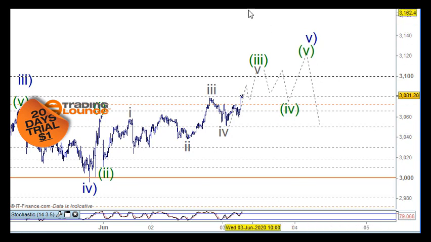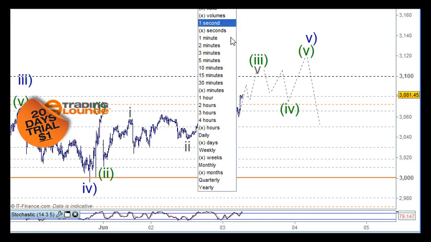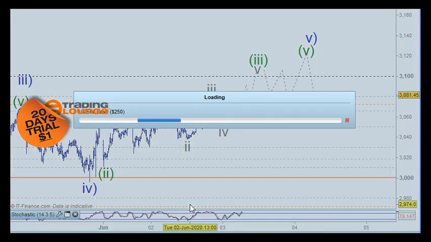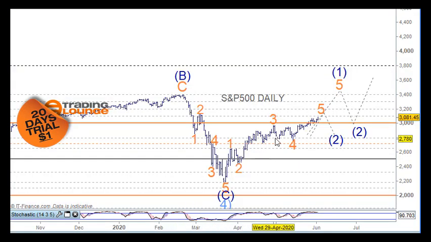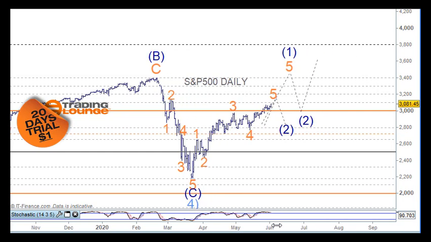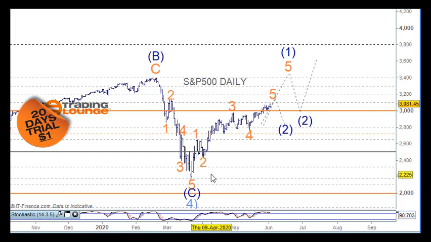Now, the other count that we're going to be looking at, if we go just back to the daily chart here for a moment, will take us much higher into this place here. Now, I know that a lot of people are bearish, and a lot of people are bearish right here. There's a lot of people bearish right here. So we've been against the grain from this point, and from this point.